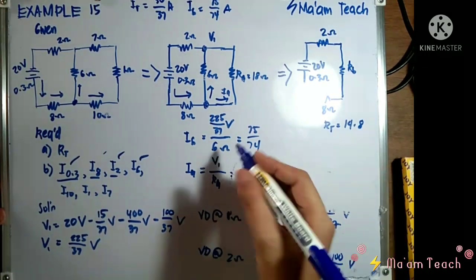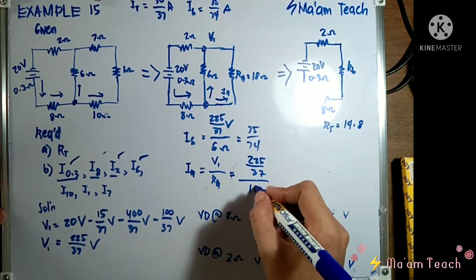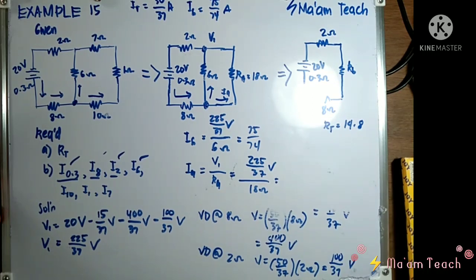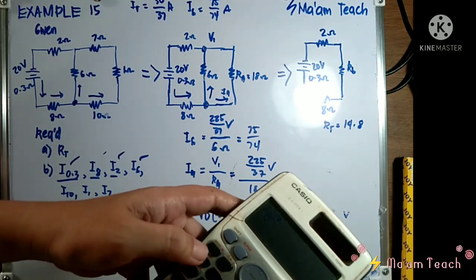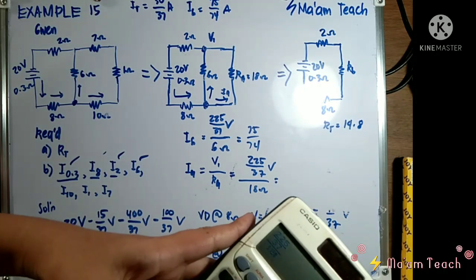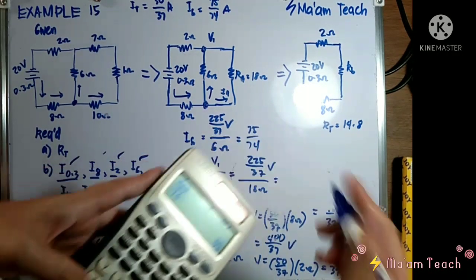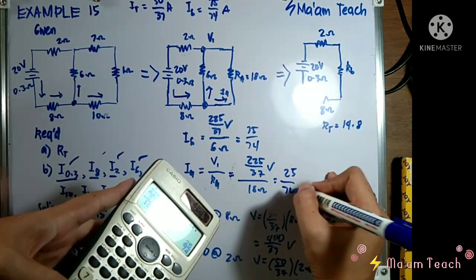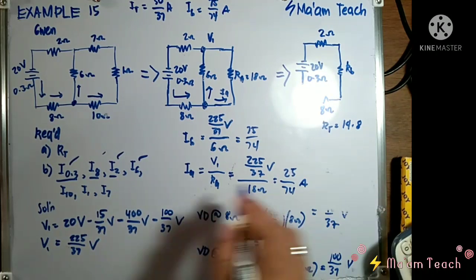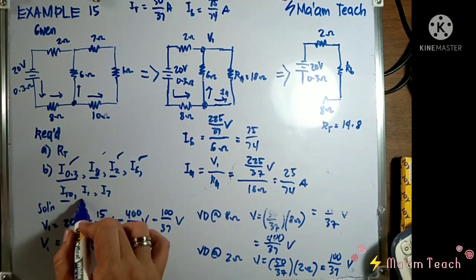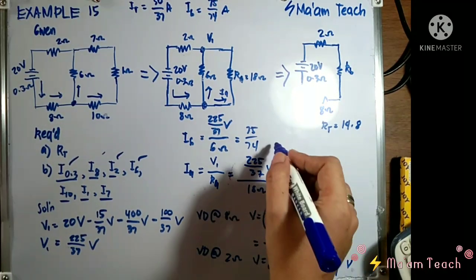So this is 225 over 37 over your 18 ohms. So that is 25 over 74, 25 over 74 amperes. Okay? Now, class, this is already the answer. This is the current flowing in your I sub 10, I sub 1, and I sub 7. The same current.